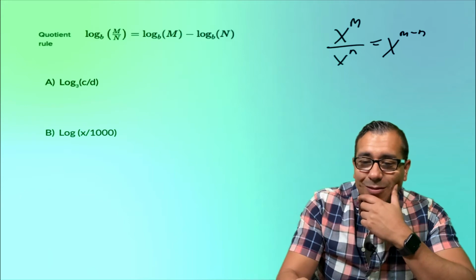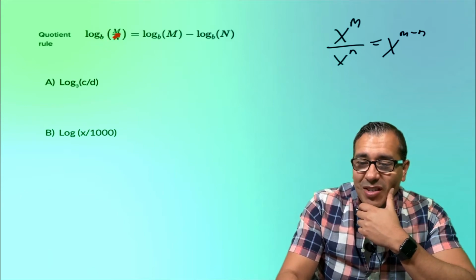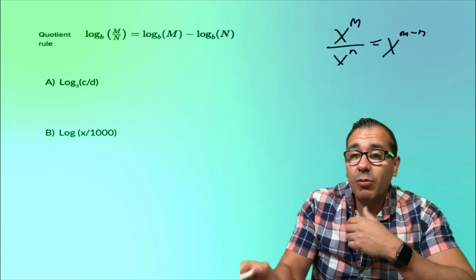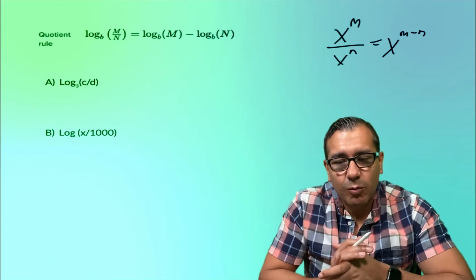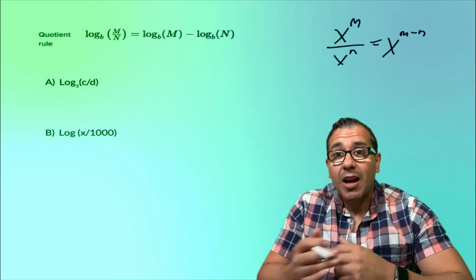So in reality, these have the same base, and I have this division here, and so what that's telling me is to subtract them, just like we did when we dealt with exponents. So they're very similar rules, right? So again, to help you memorize and understand logarithms.